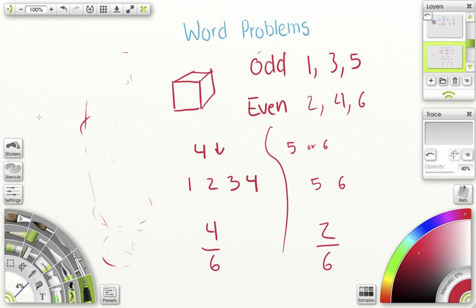Another one is if I land on 3 or below, so I have 1, 2, or 3, and if they land on 4 and above, they have 4, 5, and 6. This would make the game way more fair.